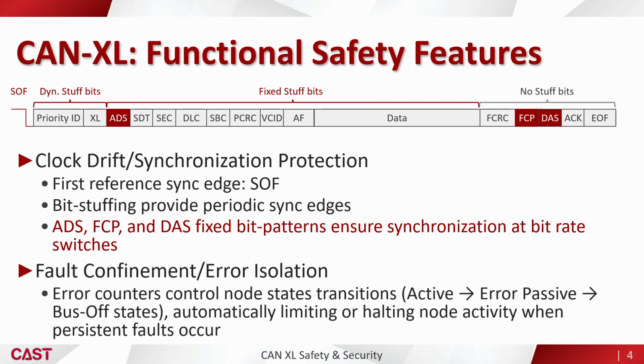the bitrate switches occur. CANxl also preserves the fault confinement and error isolation mechanisms from classical CAN. Error counters track the behavior of each node. When a node experiences persistent faults, it transitions from error active to error passive, and eventually to bus off, effectively isolating the faulty node from the network. So this raises an important question. Are these protocol-level safety features sufficient for real-world automotive applications? Let us explore that next.